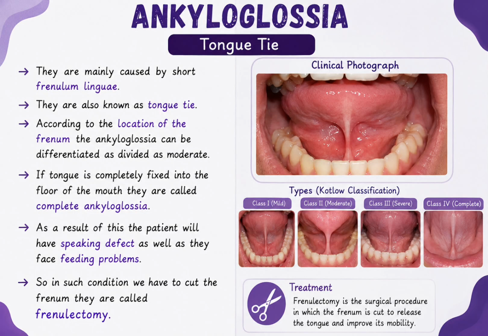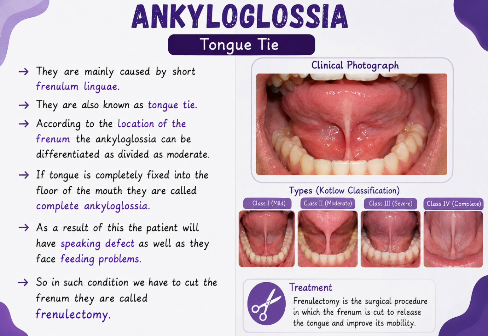So in this class we are going to learn about the different developmental anomalies that are affecting the tongue. We have different anomalies: aglossia, macroglossia, microglossia, fissure tongue, ankyloglossia and geographical tongue, and many more developmental anomalies that we are going to study in this chapter. So here we are going to deal with ankyloglossia, which is also called the tongue tie.